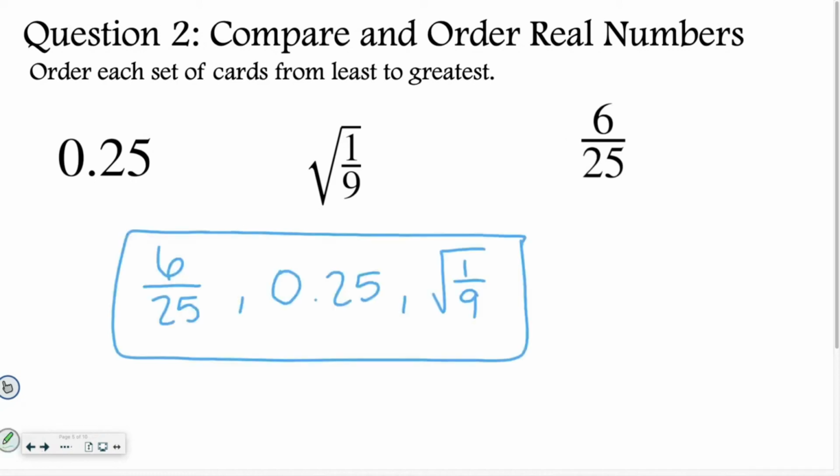All right, for this problem, hopefully you ended up with the smallest being 6/25, the second smallest being 0.25, and the biggest, or I guess the third smallest, square root of 1/9. If you have questions about that, please be sure to ask for some help.